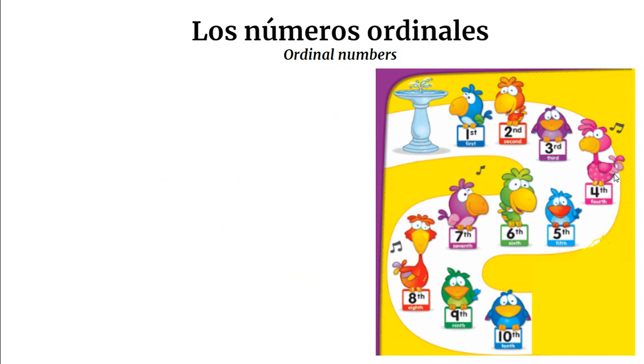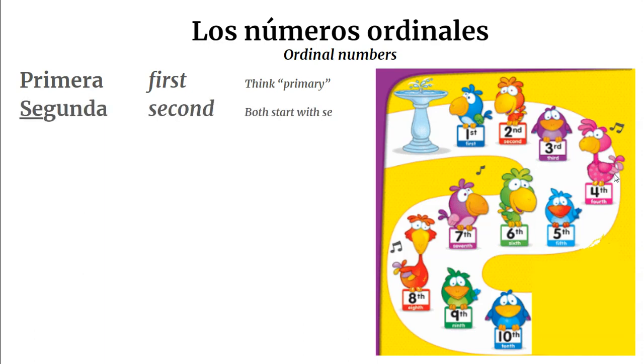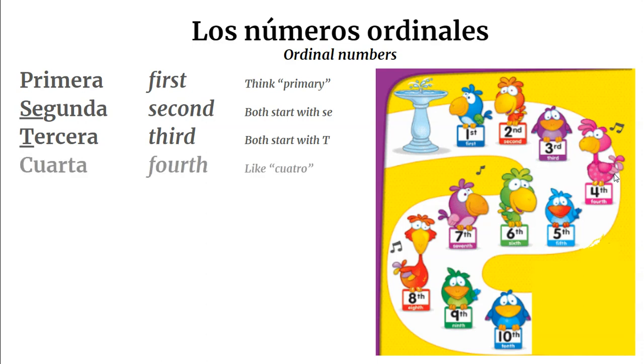Now let's look at ordinal numbers in particular. Primera means first. Think primary as the first number. Segunda is second. Notice that both Spanish and English start with SE. Tercera is third. Both English and Spanish ways to say third start with the letter T. Cuarta is fourth. This looks like cuatro, but the spelling is different. Please make sure to spell this the right way. Quinta is fifth. Think quince to remember this number.